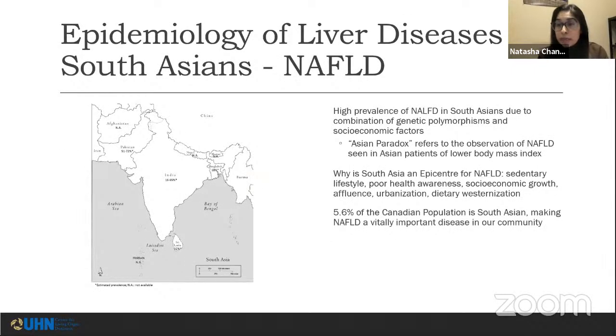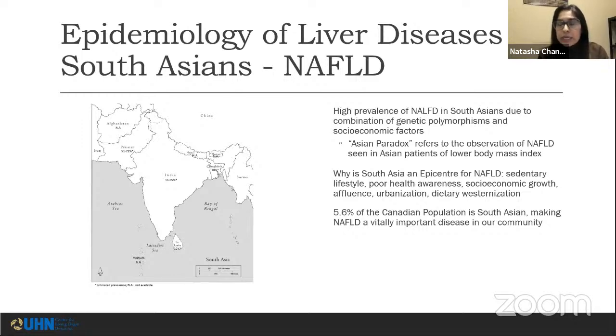I now want to touch a little bit about the epidemiology of non-alcoholic fatty liver disease in South Asians. On the left, you see a map of South Asia, and studies have suggested that the prevalence of this disease in South Asians is extremely high. For example, studies in Pakistan have suggested the prevalence is as high as 70%, which is very alarming. We're not sure why fatty liver is so common in South Asians, but it is believed that there are genetic polymorphisms in this group of people, as well as perhaps some socioeconomic factors.